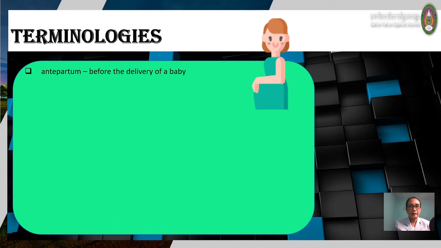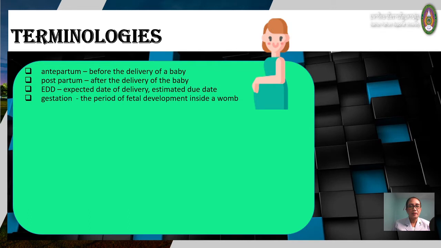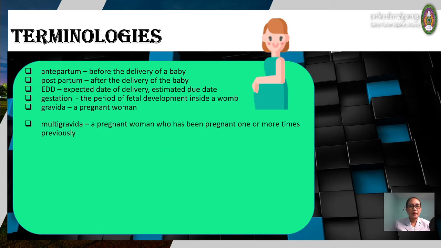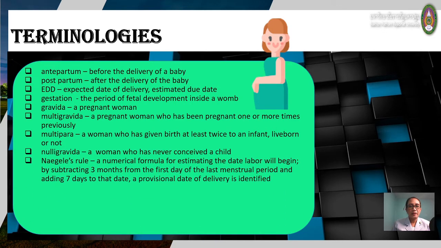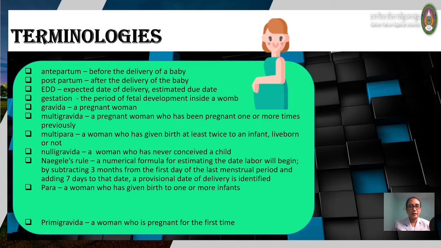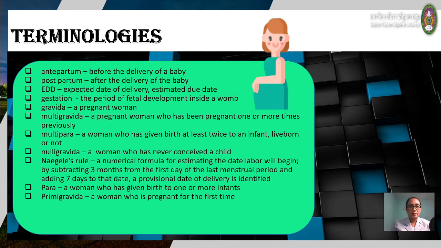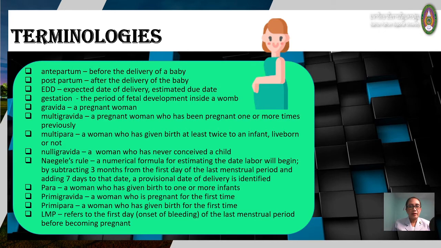I have here a lot of terminologies that you need to take note of, and you can study this at your own pace. We have antepartum, postpartum, EDD, gestation, gravida, multigravida, multipara, nulligravida, Nagele's rule, para, primigravida, primipara, and LMP.